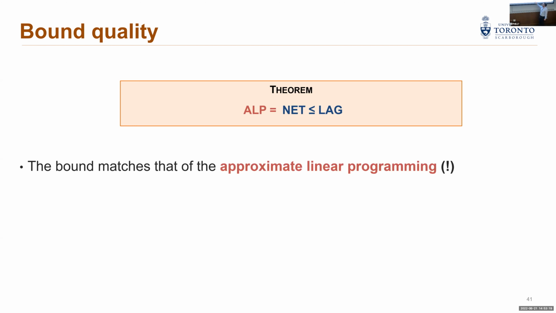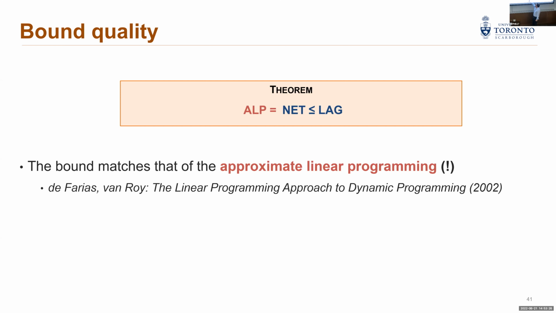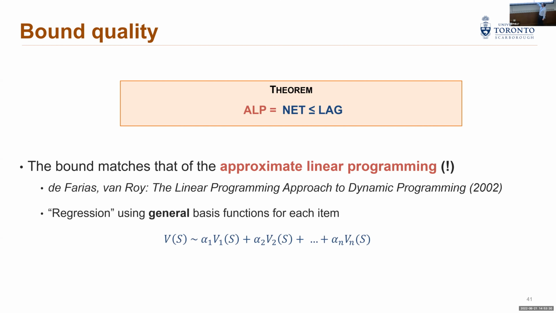So what is the approximate linear programming bound? This is one of the most important bounds that exists, but nobody can get it, right? So what is this bound? It's from this classical work, the linear programming approach to dynamic programming. Essentially, you're doing a regression with your value function. You have your original value function of your DP.